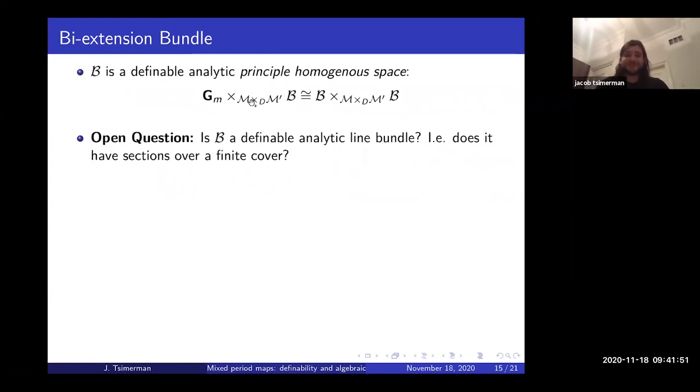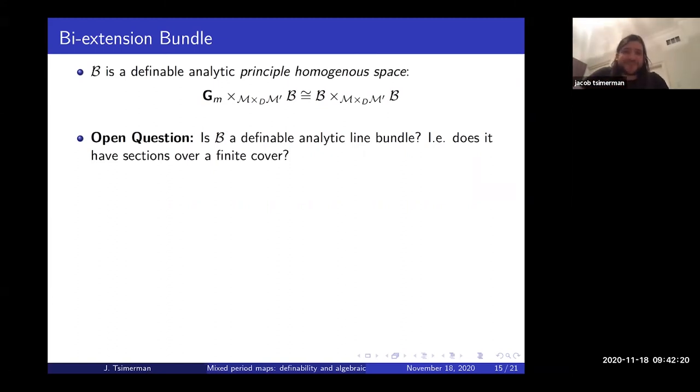And here's a question which is open, though I don't think that many people have thought about it, but Ben and I couldn't figure it out, which is: is beta a definable analytic line bundle? In other words, M cross M prime now has a definable structure, and so you can ask, can you break it up into finitely many definable open sets over which beta has sections?